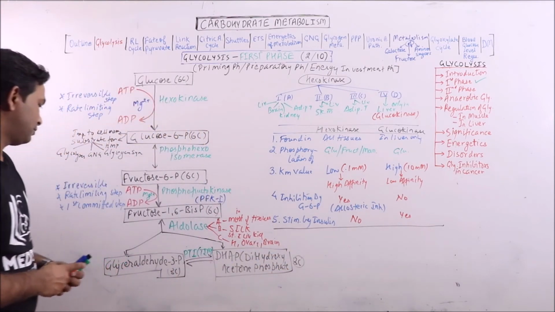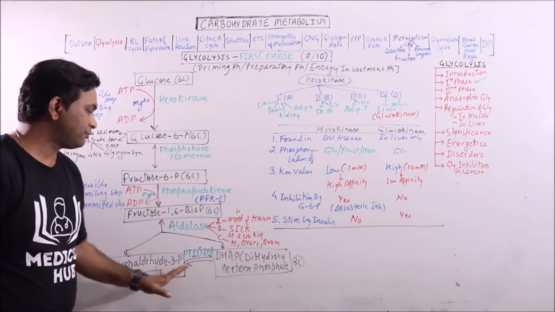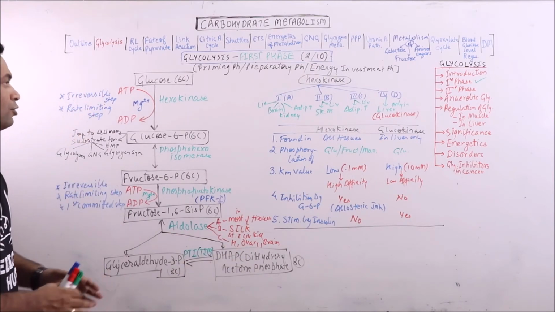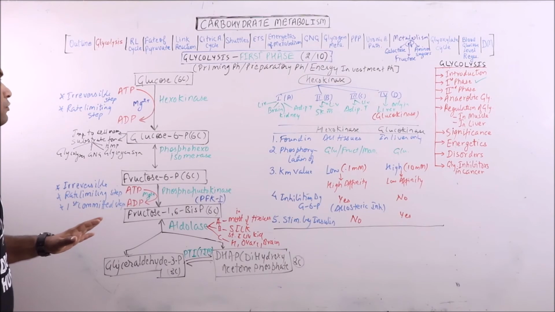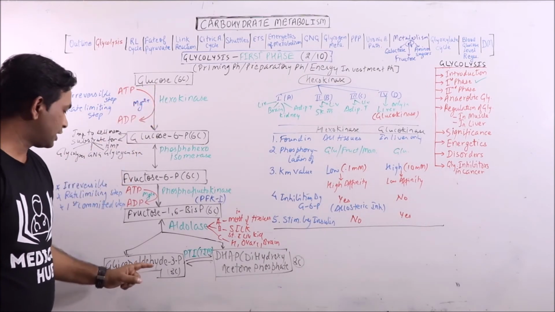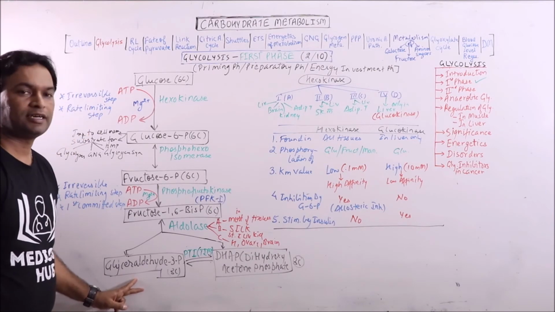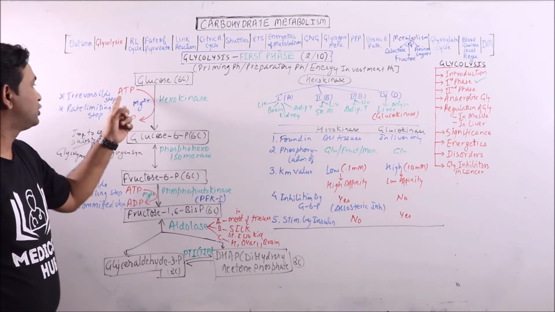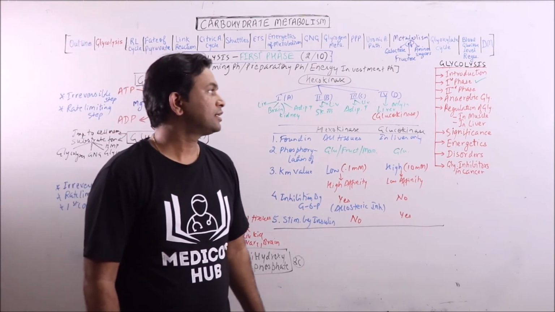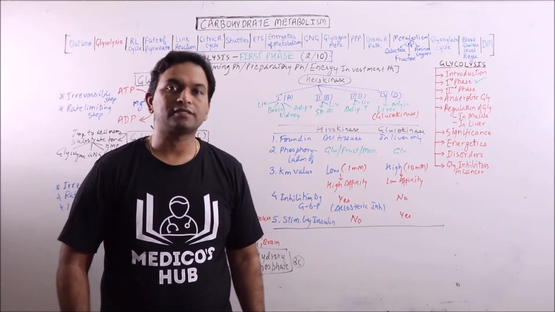So finally, the compounds glyceraldehyde 3-phosphate and dihydroxyacetone phosphate are formed. So we can conclude that after first phase of glycolysis, one molecule of glucose is converted to 2 molecules of glyceraldehyde 3-phosphate with use of 2 ATPs. In next lecture, we'll discuss the second phase of glycolysis.